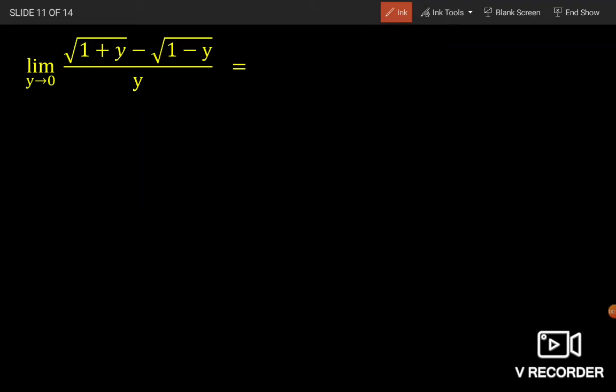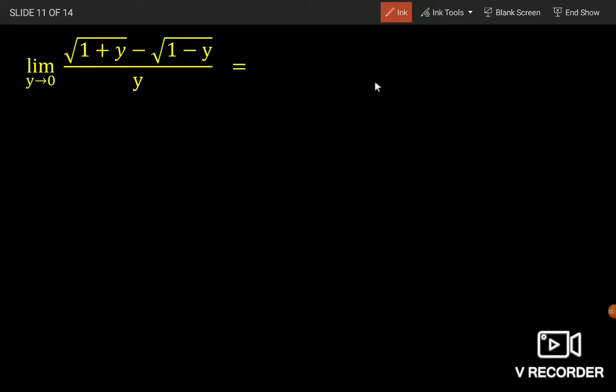Let's continue our example on limits. For our next example, we have the limit of square root of 1 plus y minus square root of 1 minus y, over y, as y approaches 0. Here, if you have radicals in your numerator, you need to rationalize it in order to solve this problem.